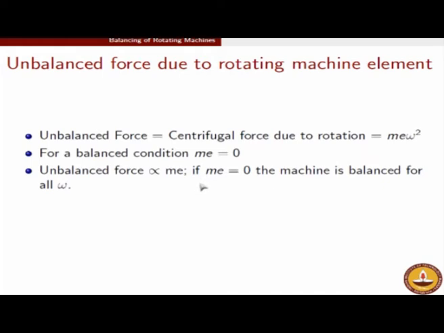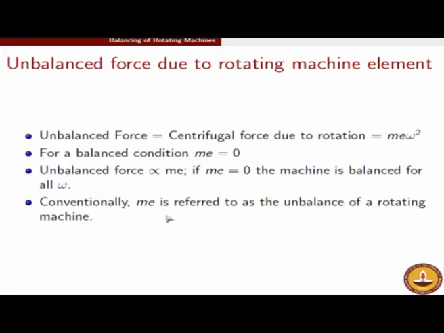But the good thing is that if m e is 0, then the machine is balanced for all omega. So if you can check that mass times eccentricity, which essentially means eccentricity, is 0, then no matter what the speed be, at all conditions centrifugal force is 0, and therefore at all speeds it will be balanced. So that is the near ideal condition which we would try and achieve.